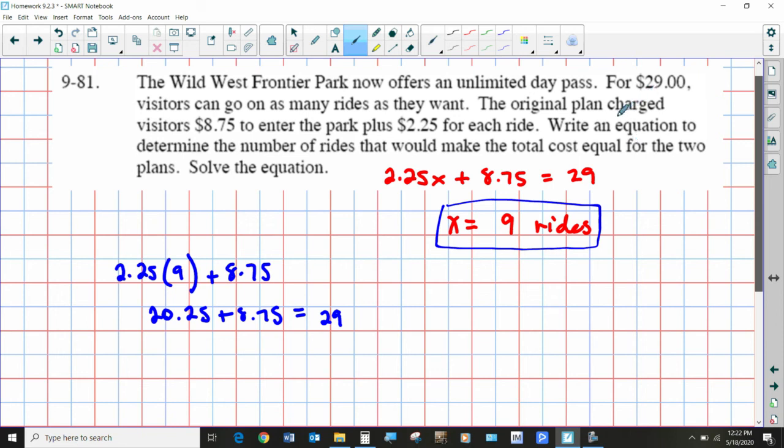So good mathematical thinking. At what point does it cost the same? If you plan on going on more than 9 rides, it would actually be better to pay the $29 fee. If you plan on only going on a few rides, you're better off paying this amount. Now, I don't know if they're going to offer both plans in this situation, doesn't really make any difference, but that's a real life situation where you'd have to do this kind of math.